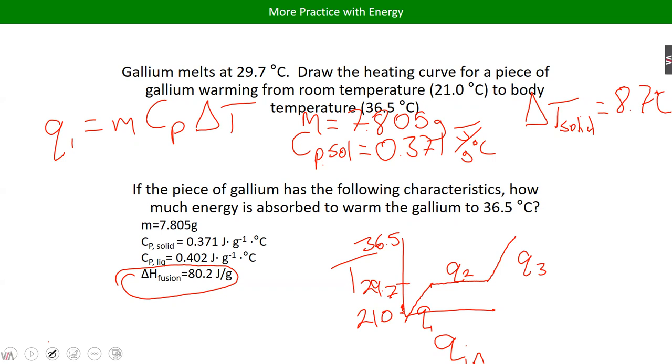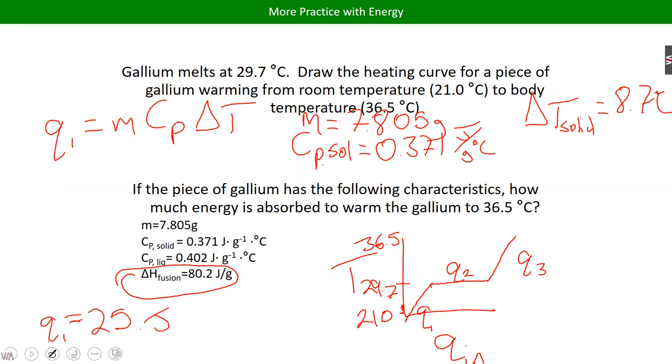So when we plug all that in, what do we get for Q1? So 25.2, and how many sig figs do we get to keep? Just the two because of delta T, right? Delta T only has two sig figs. So we only get to keep two sig figs here.